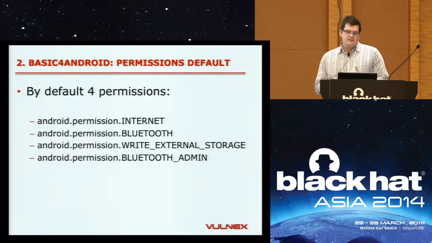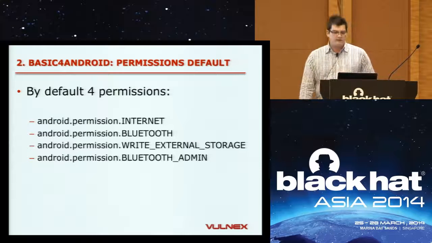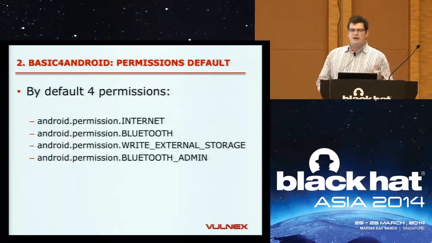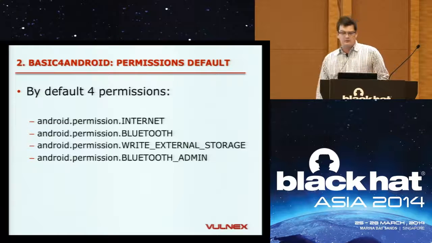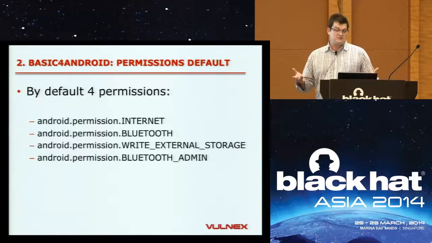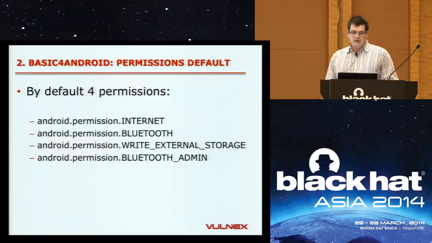Okay, one of the things we have to think about is permissions, mostly on the Android platform. When we write Basic for Android applications, we get four permissions by default: internet, Bluetooth, write external storage, and Bluetooth. Chances are you don't need Bluetooth. The reason it's enabled by default is that the development environment can connect via Bluetooth to your device, to your phone, to upload applications. But chances are when you develop an application, you will not need Bluetooth.